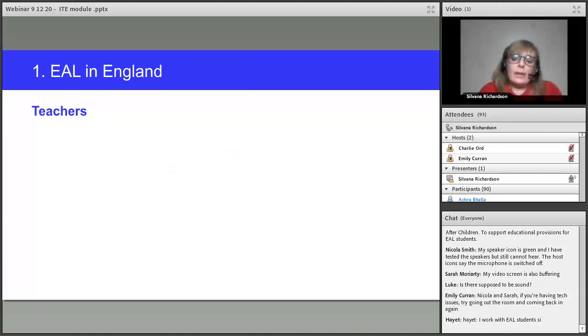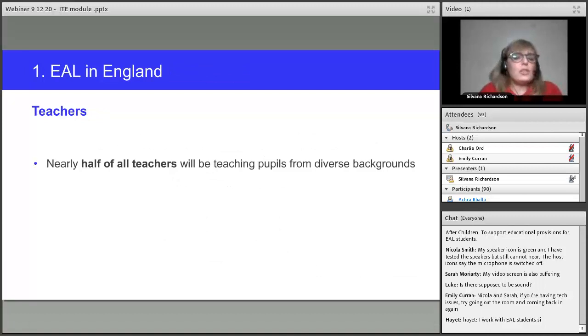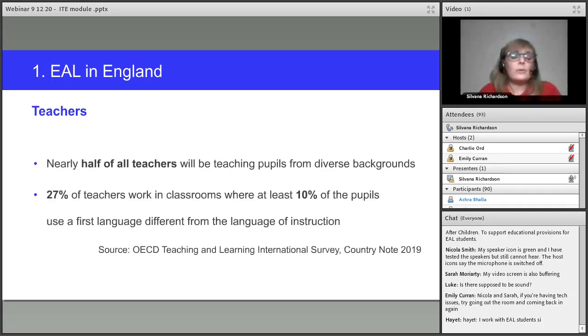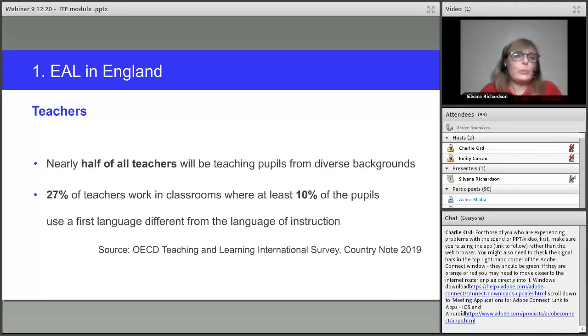If we look at this from the point of view of teachers, nearly half of all the teachers in England will be teaching pupils from diverse backgrounds, and 25% of teachers work in classrooms where at least 10% of the pupils use a first language that is different from English, the language of instruction. This data comes from the TALIS survey from 2019. Unfortunately, we don't have any data from 2020 because the UK did not participate in the survey.